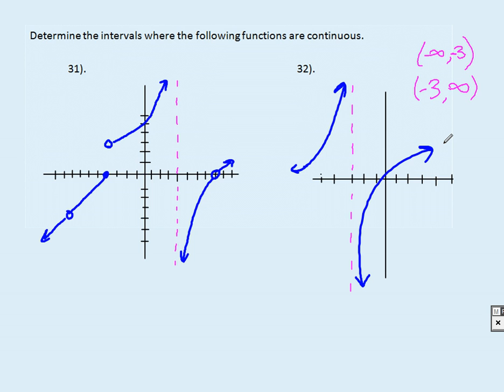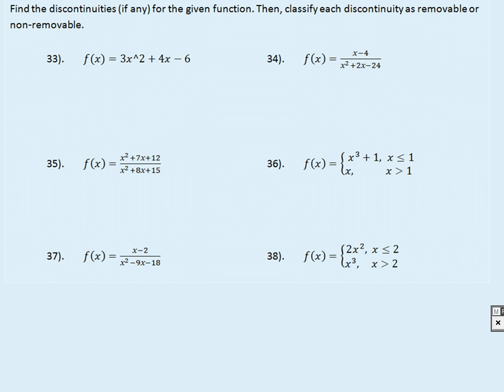So -3 to infinity. For 31, starting at negative infinity, my first break point is here at -8. I then went from -8 to my next break point at -4. I went from -4 to this asymptote, which is at +4. I go from the other side of the asymptote to this +8, and then I continue on from 8 to infinity. So that one had a lot of different parts to it, but those are the intervals in which they are continuous.